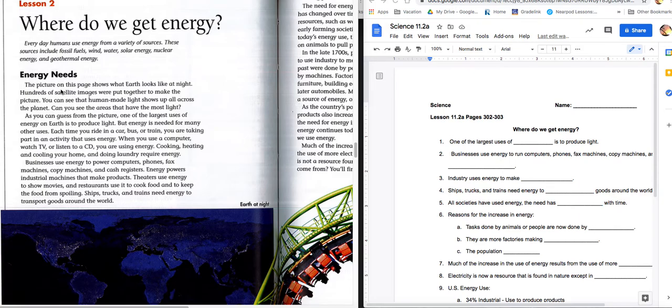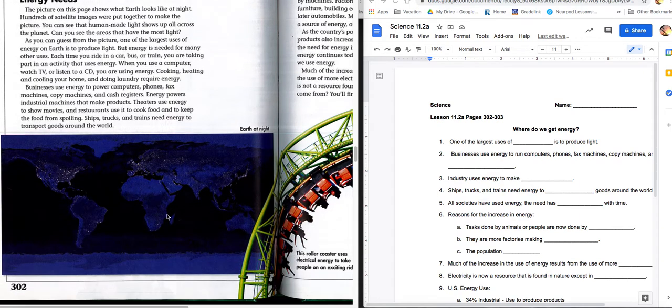It says this: the picture on this page shows what Earth looks like at night. Hundreds of satellite images were put together to make the picture. You can see that human-made light shows up all across the planet. Can you see the areas that have the most light? So guys, if I'm picturing this world, obviously you can't take a picture of the whole world with one picture because it's round. So they literally took pictures and then spliced them all together so we have a world map with the lights on.